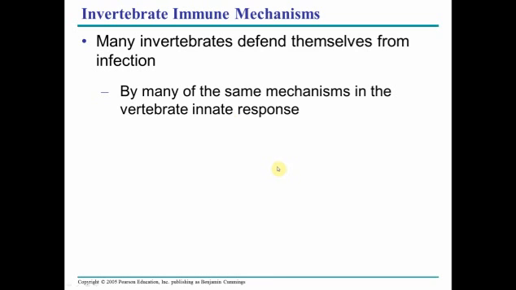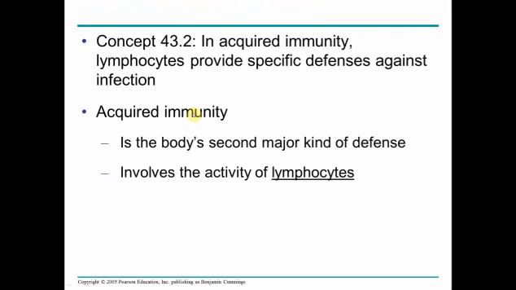Invertebrates also have immune systems. They use the same mechanisms as the vertebrate innate response, the same idea, preventing things from getting in and so on. And even plants, as we did in class, that activity, plants have some of the similar types of ideas for their innate immune system. All right, acquired immunity.